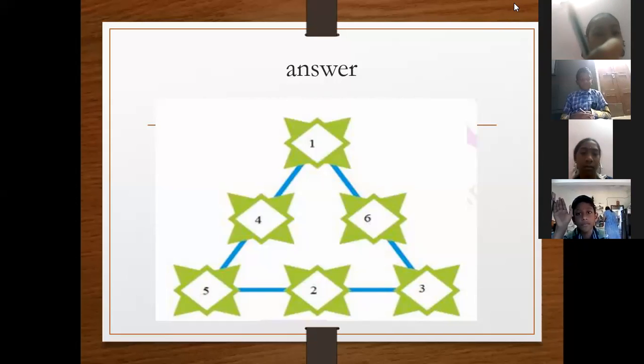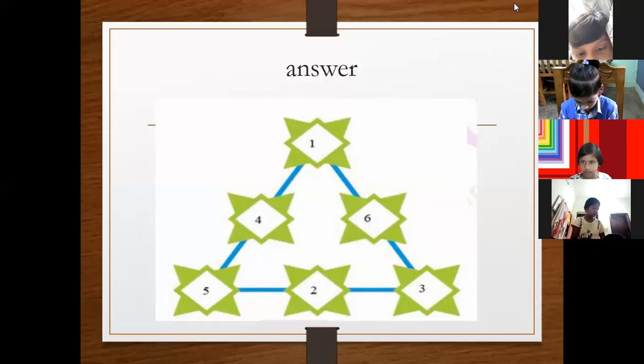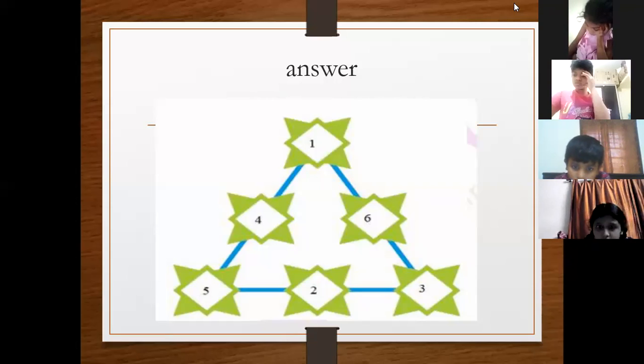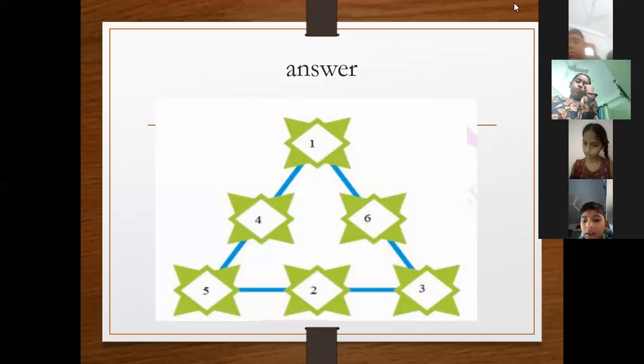Sir, I got a different answer. Yes, you may get any answer, provided it is right. I gave one answer. There is no rule that you have to get the same answer. You can get different answers also. The questions will have different answers. There is no unique solution.